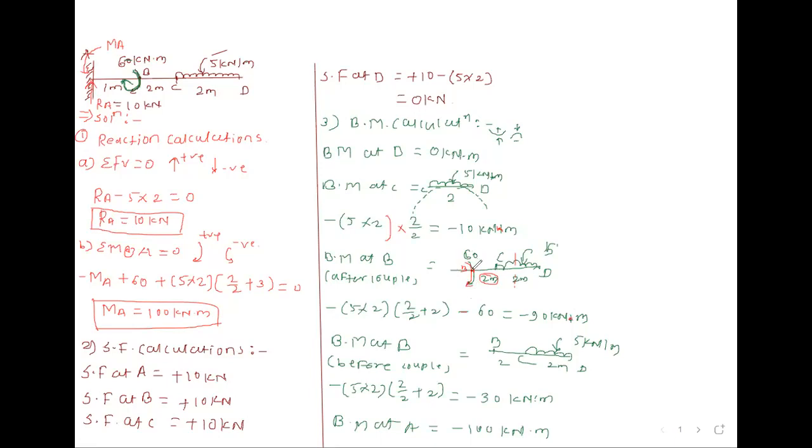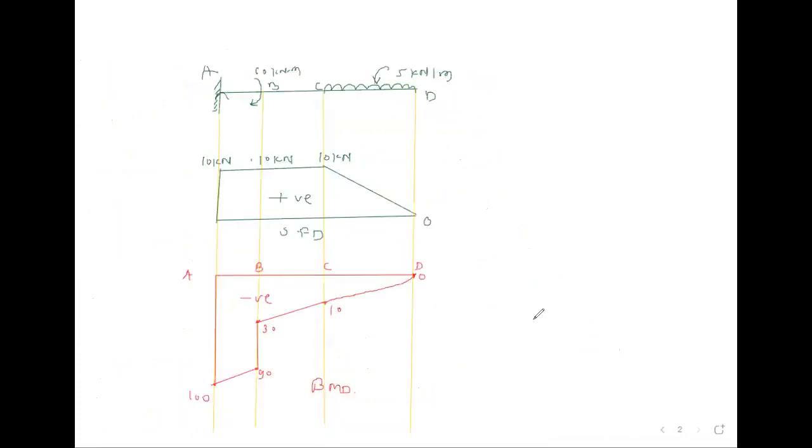After that, we will calculate bending moment at B, but before couple, that means without considering this couple. So I have drawn here only the uniformly distributed load, and this pushes downward, so minus 5 into 2. After that, it will act at 2 by 2, but we are calculating moment at B, that's why I have added the 2 distance. After calculation, moment at B before couple is minus 30, and bending moment at A, the value of MA we have already calculated, is minus 100 kilonewton meter. These are the calculations, and from this we have drawn the shear force and bending moment diagram.